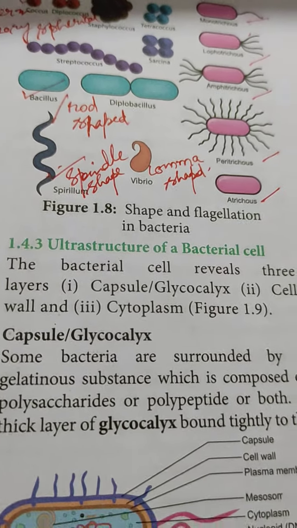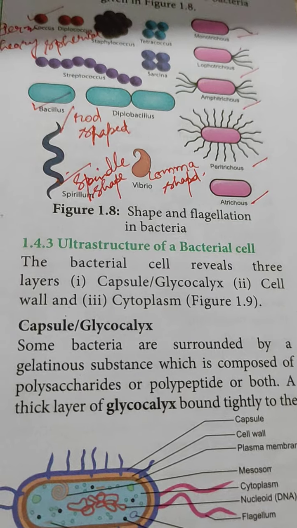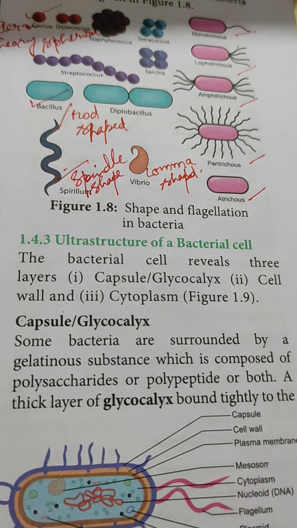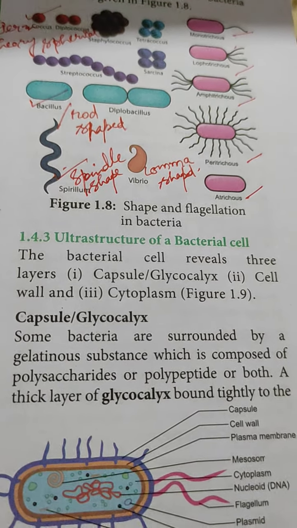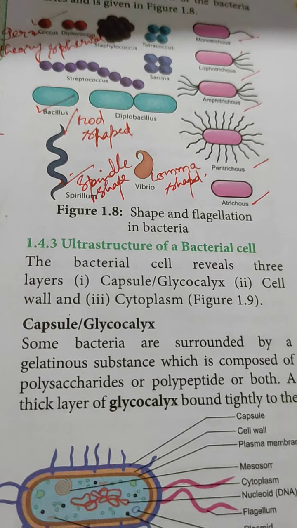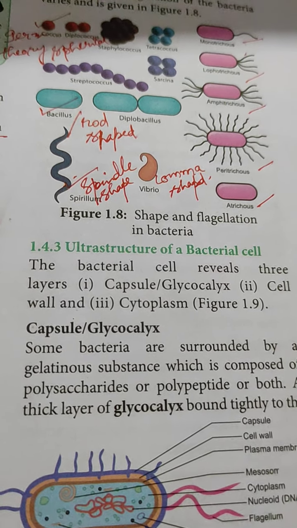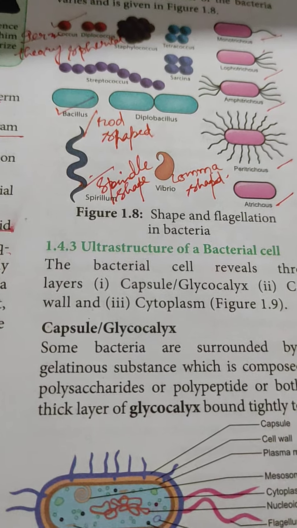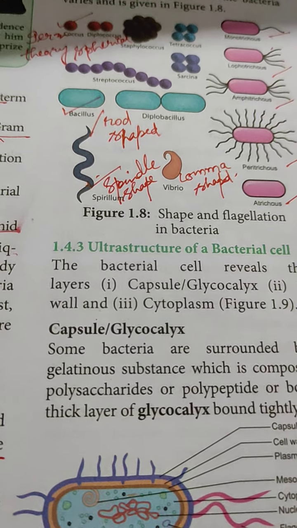Now, ultrastructure of the bacterial cell. Bacterial cell reveals 3 distinct layers. They are the capsule, which is also called glycocalyx, second is the cell wall, and third is the cytoplasm. Just like animal cells, bacteria also show a cellular structure.